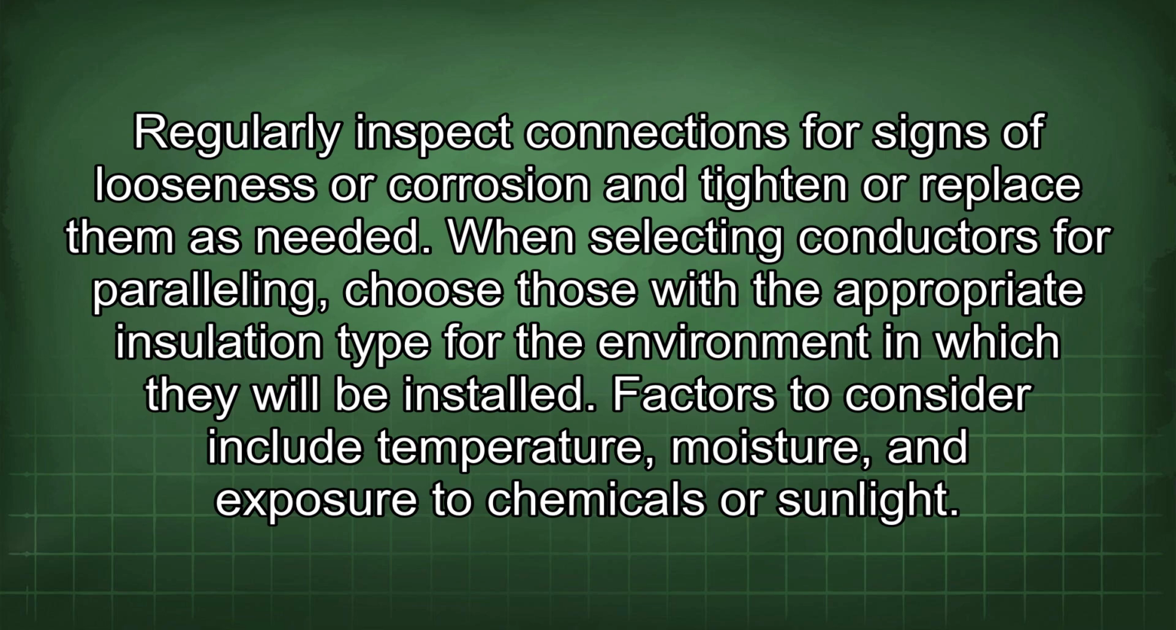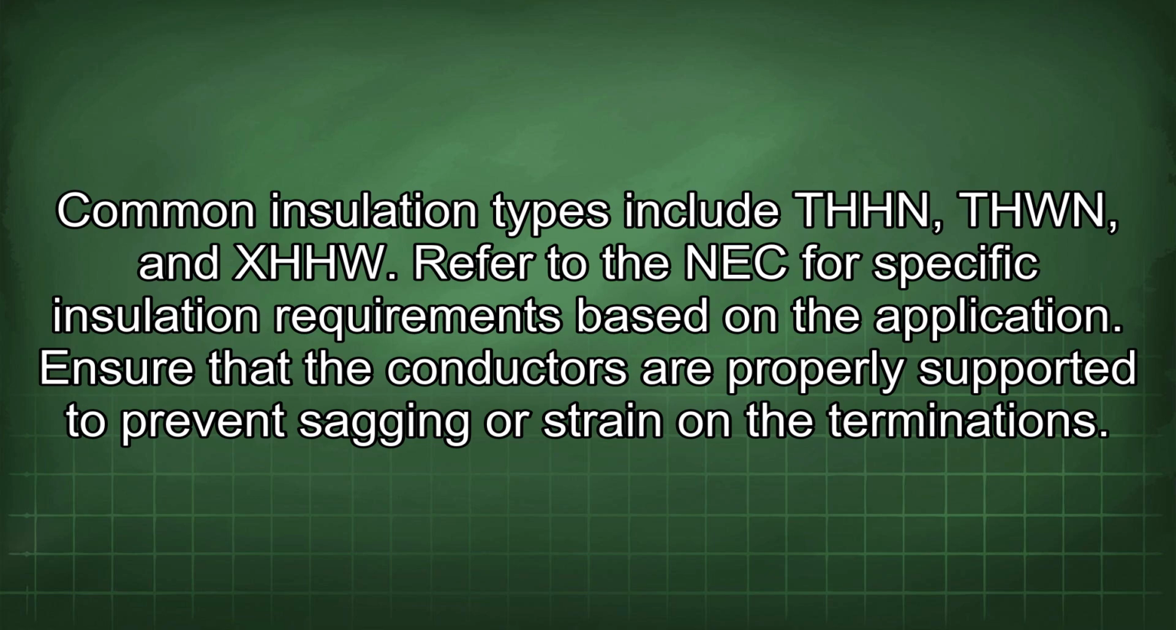When selecting conductors for paralleling, choose those with the appropriate insulation type for the environment in which they will be installed. Factors to consider include temperature, moisture, and exposure to chemicals or sunlight. Common insulation types include THHN, THWN, and XHHW. Refer to the NEC for specific insulation requirements based on the application.